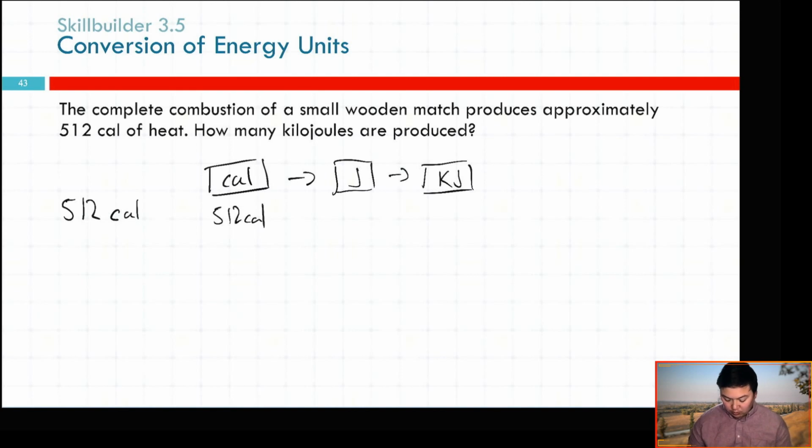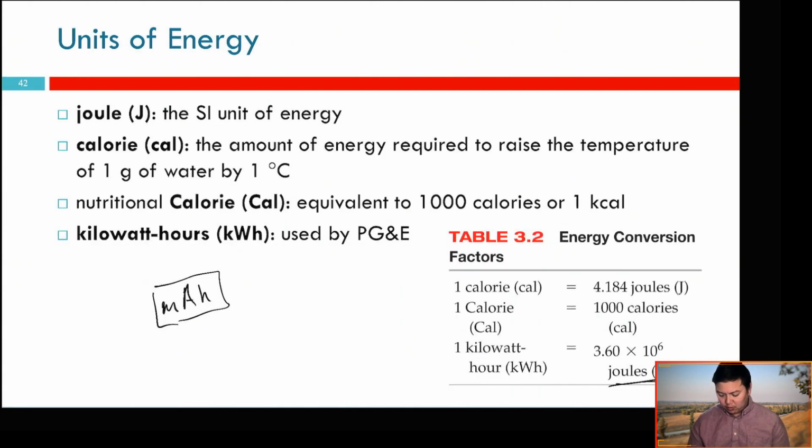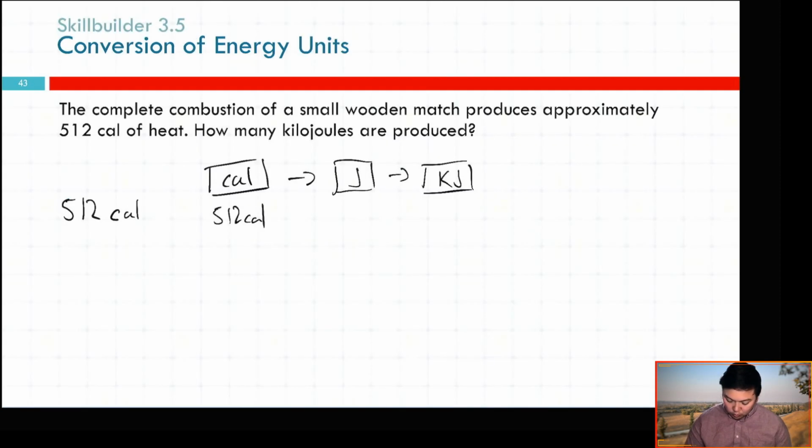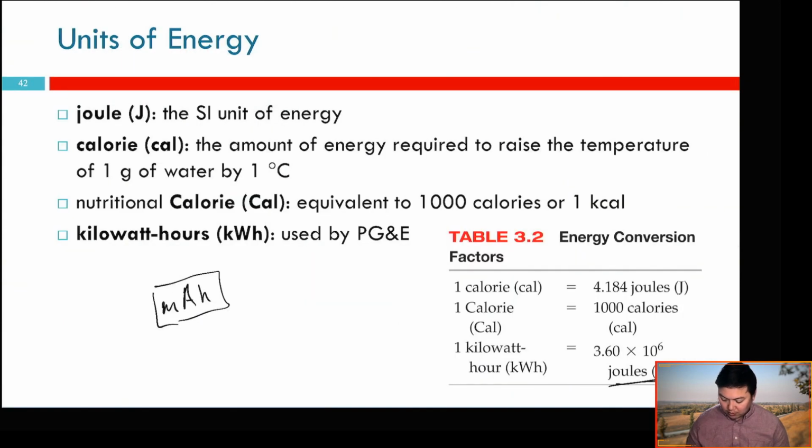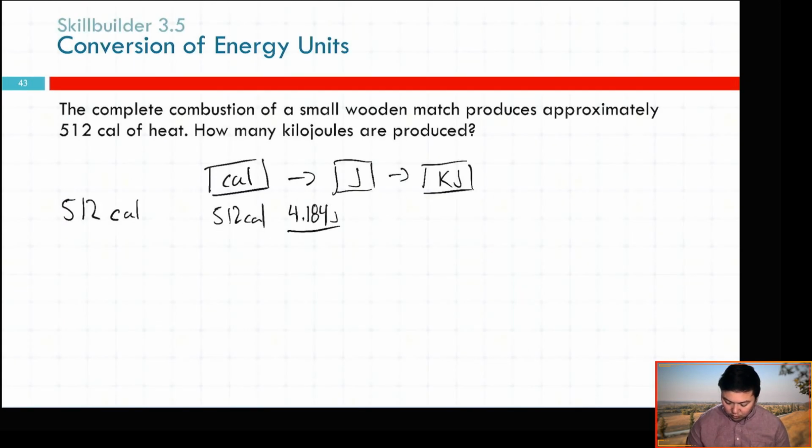And then our conversion factor, we'll grab from this table. 1 calorie is equal to 4.184 joules. We want joules, so we'll put joules on the top, 4.184. Double check that. Yep, 4.184 joules, and that's 1 cal. And we can just work on this one stepwise. 4.184 times 512.